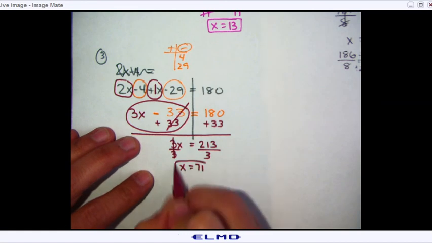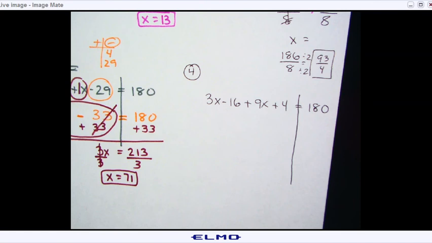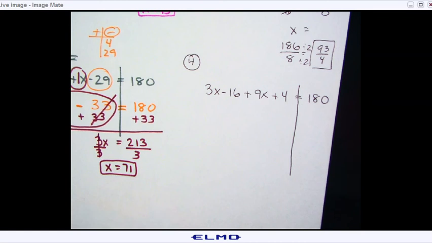71. Bam. See that? Pretty easy, right? If you know how to do this and you understand it, bam. All right, so what do we do?